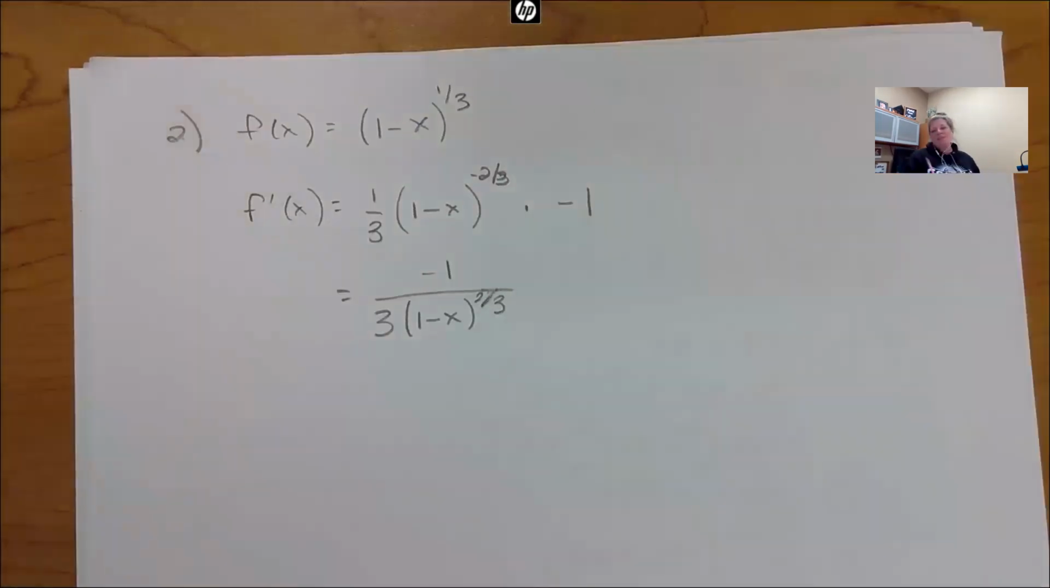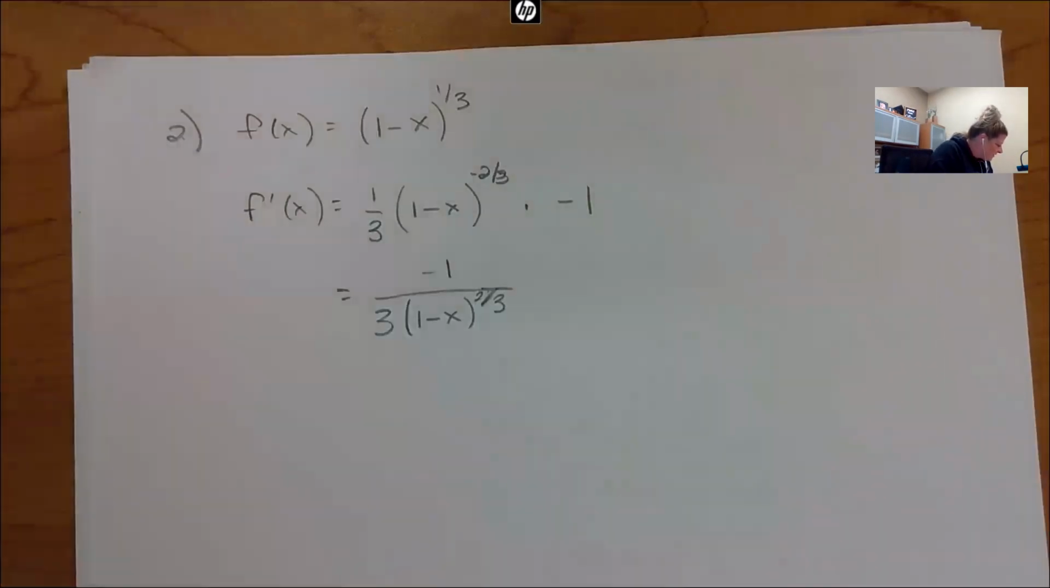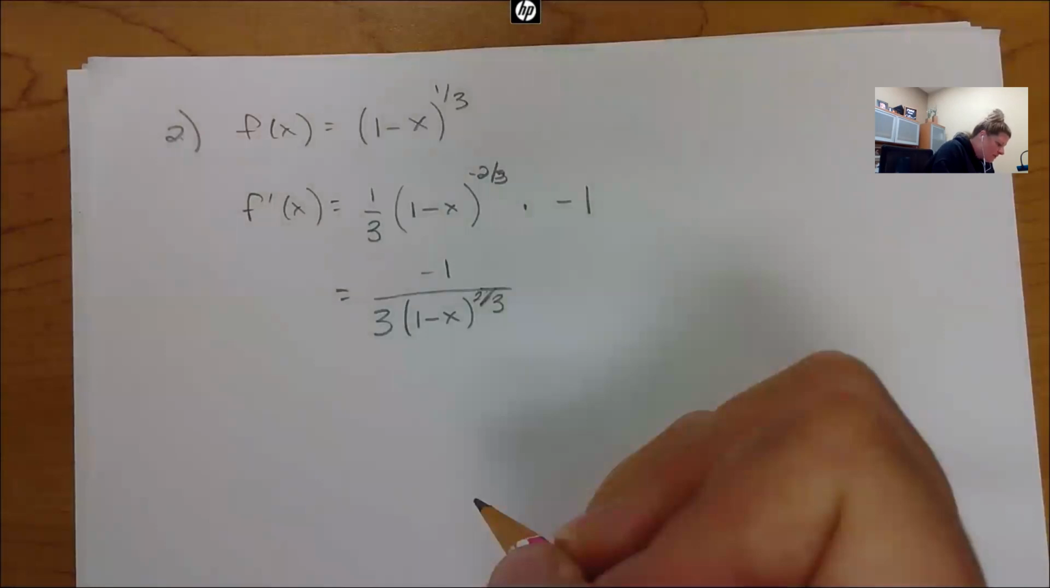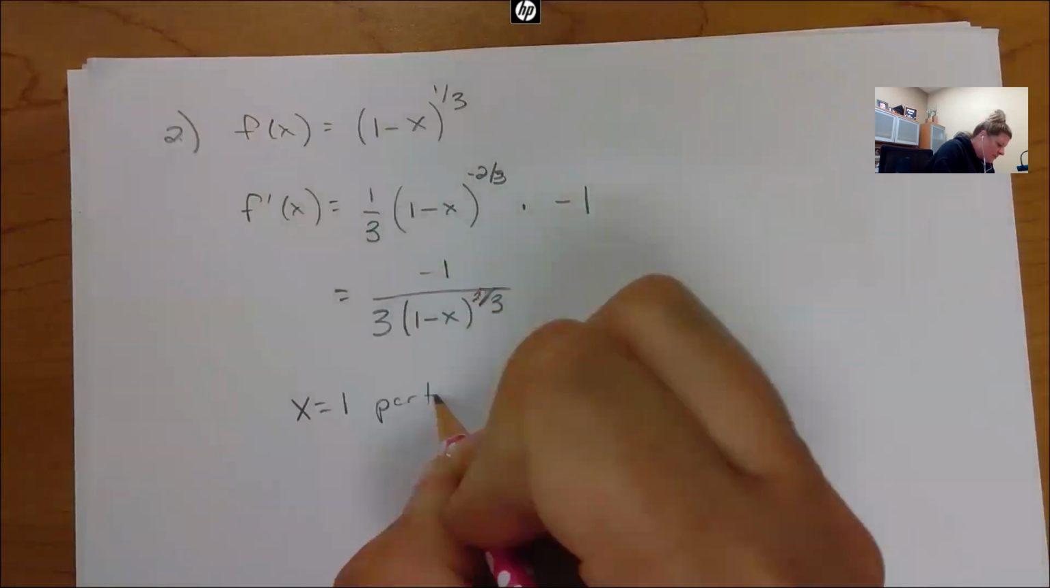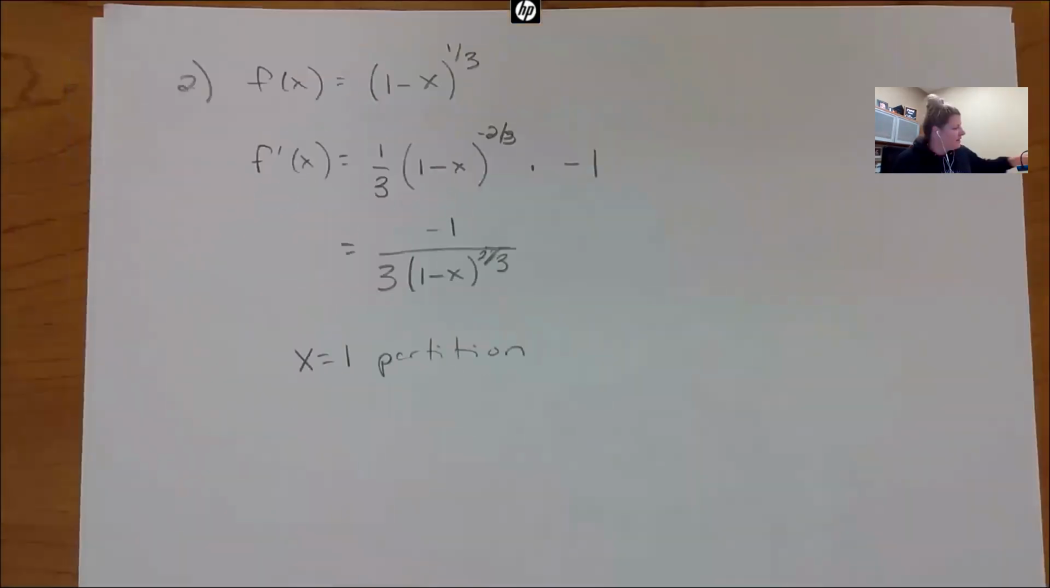Now we have to find our critical values, our partition values, and that's where this equals 0. Well, we can't have a 1 in the denominator, because what happens? 0 to the 2/3 is 0, 0 times 3 is 0, and I'd get a 0 in the denominator. So this is really my first example that has a partition number from an undefined value, which is at x equals 1. You can call them all partition values or critical values. You just need to know some are from undefined and some are from 0.